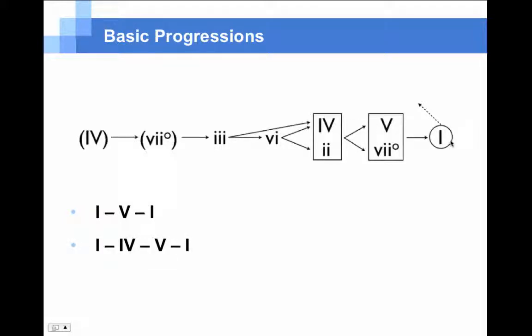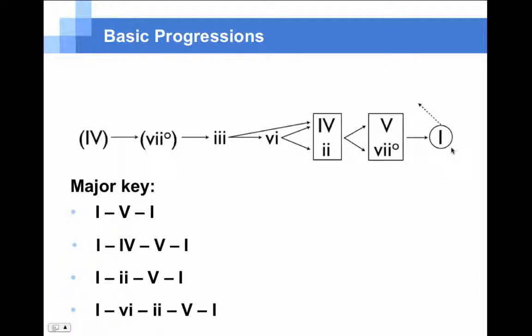However, this is not very common in classical music because you'll find that 4 is usually substituted with 2, such that you get 1, 2, 5, 1. Finally, we have the reduced version of the circle of fifths progression, where 1 goes to 6, and then to 2, then to 5, then to 1. Do realize that we are currently in the major key, so all these chord progressions apply to major key only.